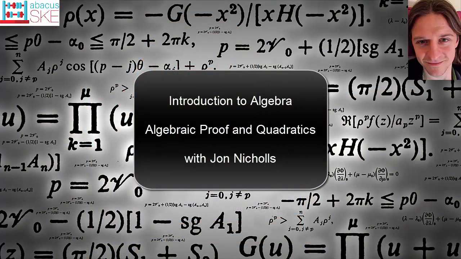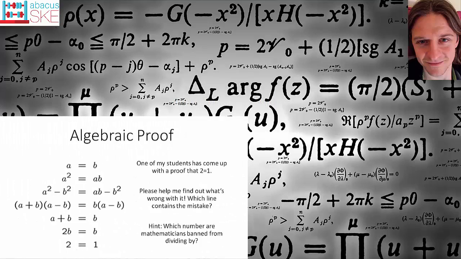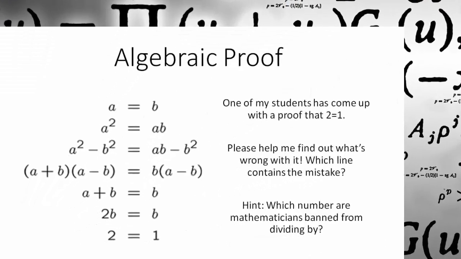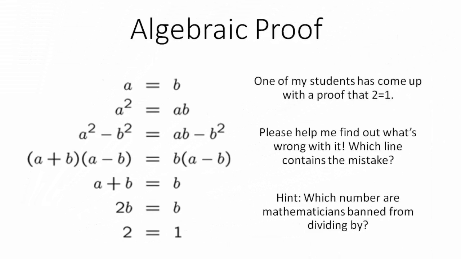Okay, hello again. This is the presentation for algebraic proof, and I'd like to start with a lovely little puzzle for you. Have a look at the following algebraic proof that 2 equals 1. It cannot be true, can it? But please, if you can, find where the mistake is for me, because it all makes a lot of sense to me.